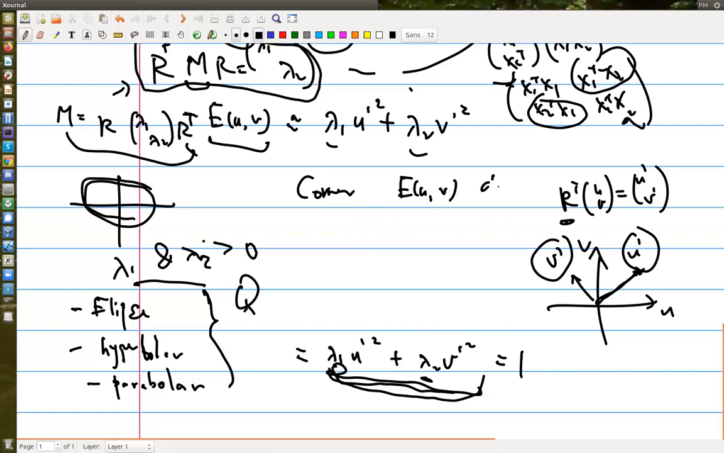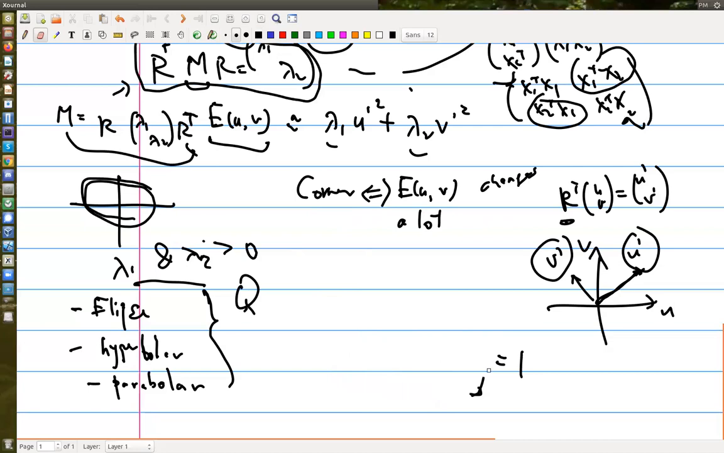Now my question is, I know that for a corner, EUV changes a lot. That will indicate that it's a corner. So I only have to specify now, I boil down this EUV with only two parameters, lambda one and lambda two.